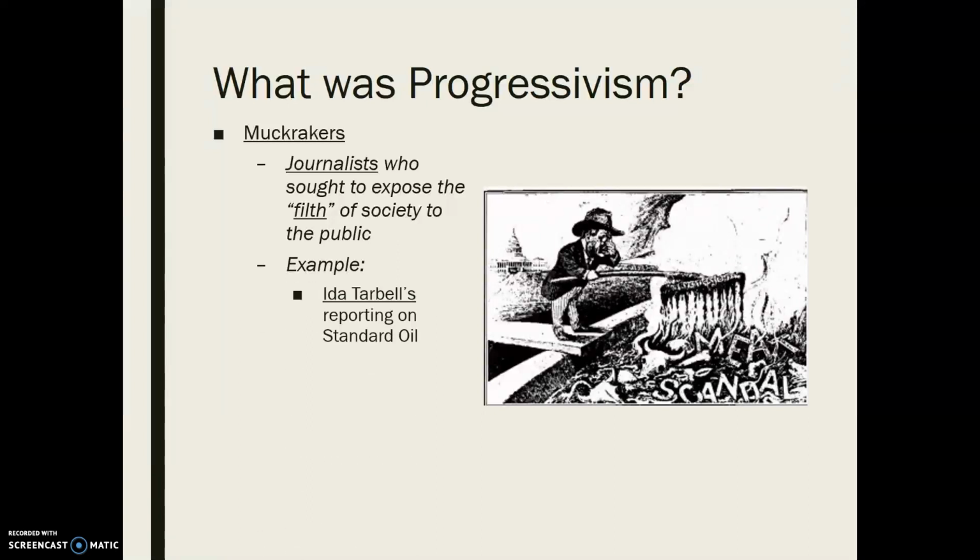So just a couple quick examples. Ida Tarbell wrote on Standard Oil's practice of trying to gain a monopoly for themselves, and that led to anti-monopoly laws because of public support then for anti-monopoly laws.